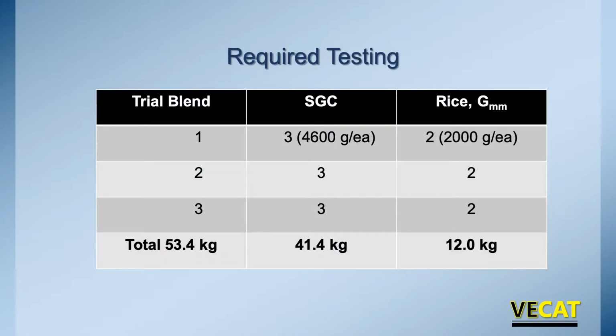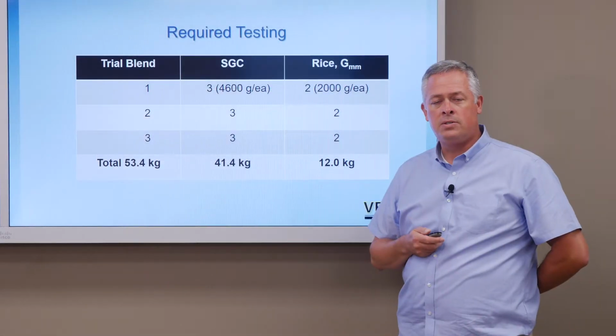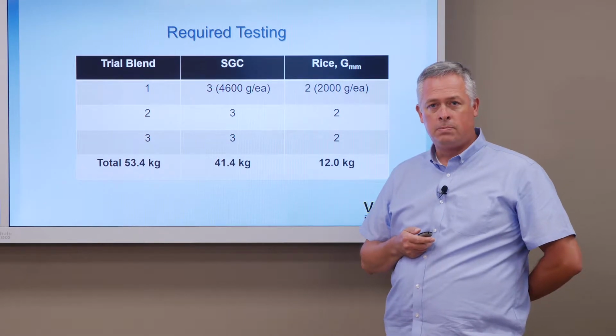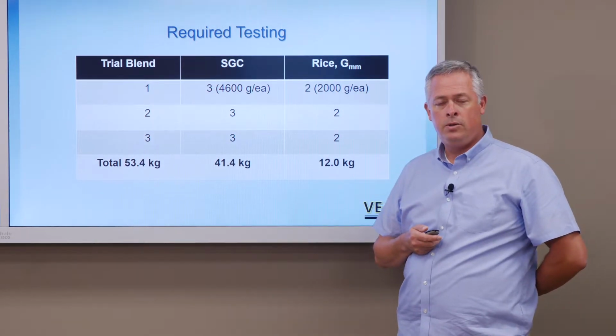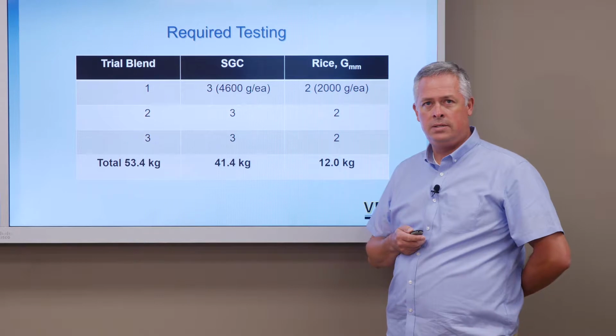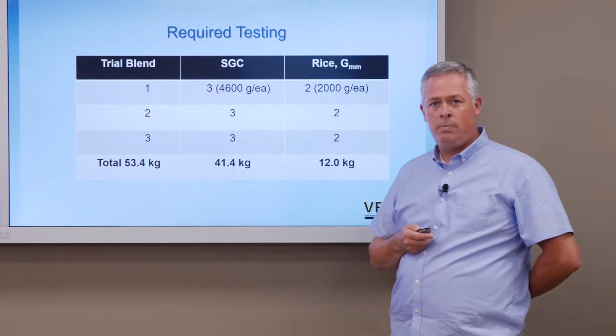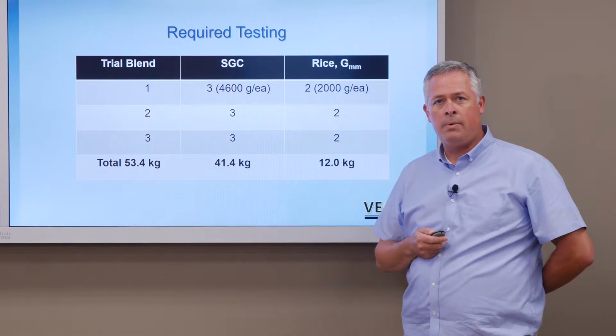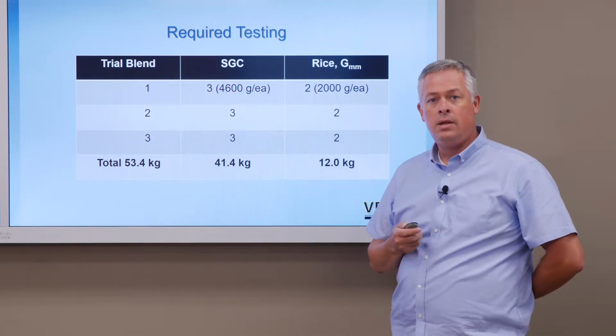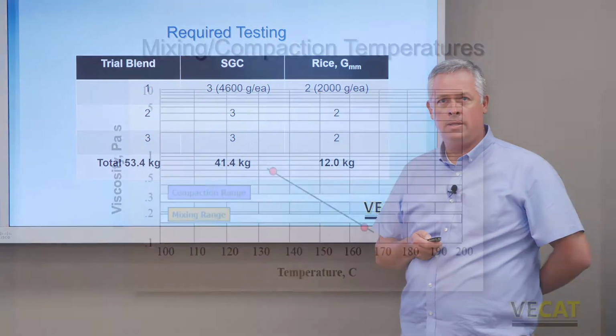So the required testing is we're going to do 3 gyratory pills for each of the trial blends. We're also going to do 2 rices at 2,000 grams apiece. Now these rices, we're not going to do a single batch and split it. We are going to mix 2 separate samples for those rices. So the total number of samples, we're going to have 9 gyratory pills, 3 for each of the trial blends, and 6 different rices, 2 rices for each of the trial blends.